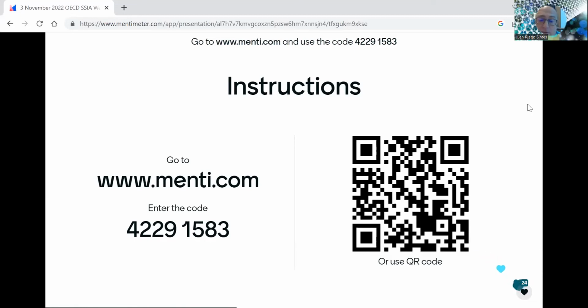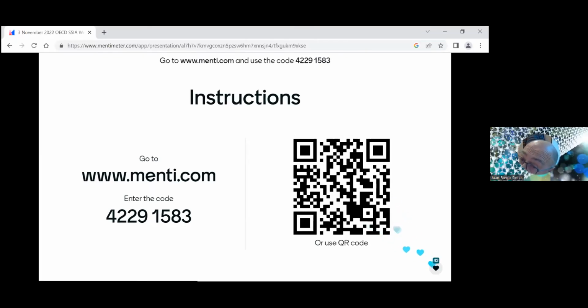the two options in principle, either using your web browser and going to the address www.menti.com and entering the code that is written on the screen, 42291583. Or much easier, if you take your mobile phone and you scan the QR code that is shown also on the screen. So this should bring you directly to this page. So I think I will give you a little bit of 1 minute or so to let you go to the place, and then we can go to the first question.